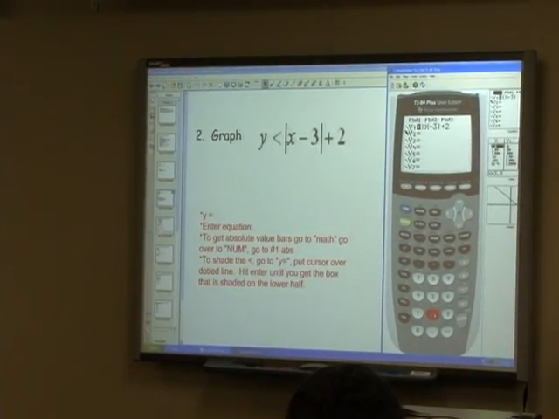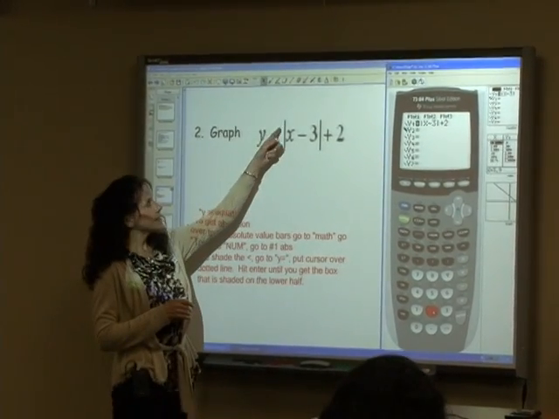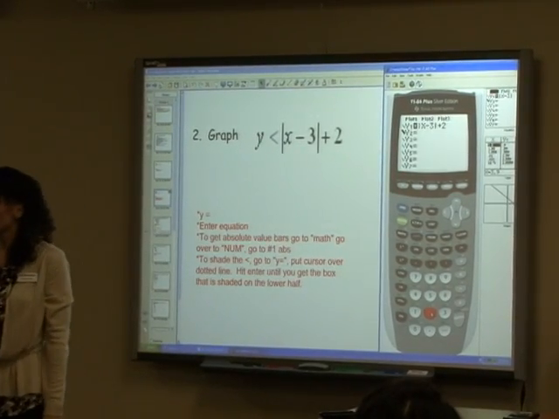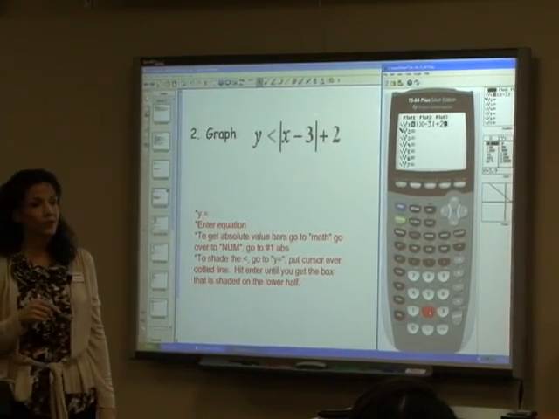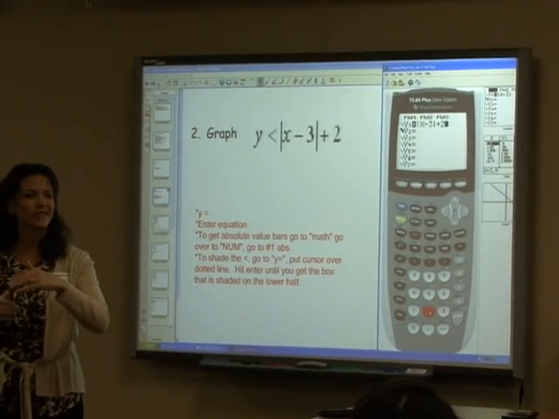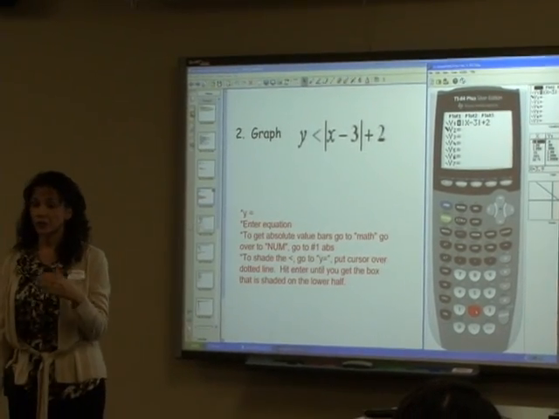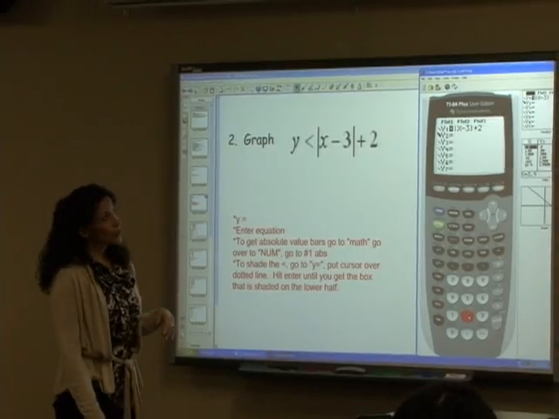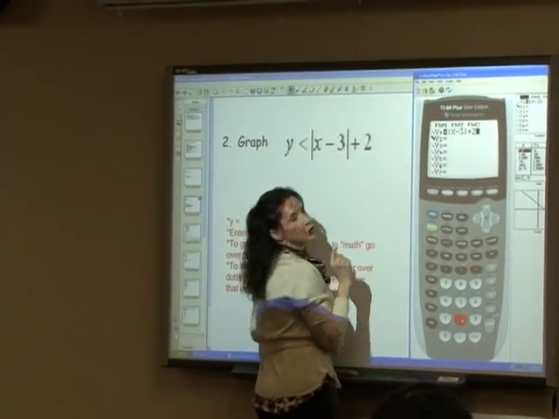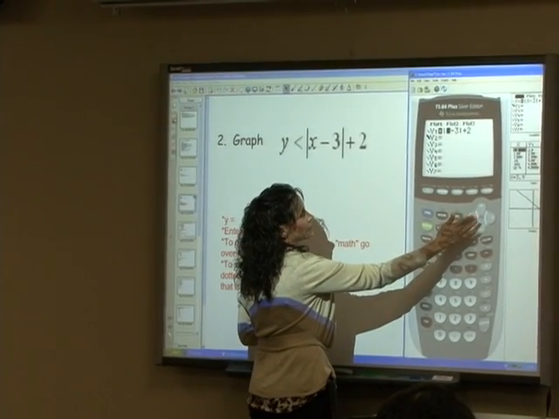All right, now here's the thing. Way back in Algebra 2, we learned that anytime I have a less than or greater than, remember when you had to shade the stuff in? Do you remember doing that? Do you remember what less than was? Was it below the graph or above the graph? It was below. Less than is always below. Greater than is always above. You can get your calculator to do that for you. Okay? So here's what you're going to do. I'm going to hit my left arrow key until my cursor is right before my Y. So I'm going to go over, hit your left arrow key.